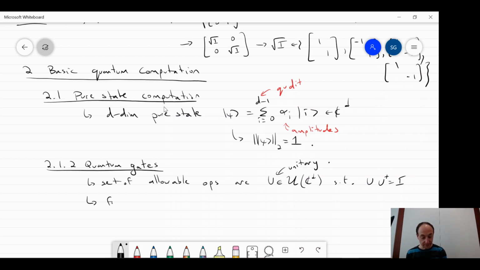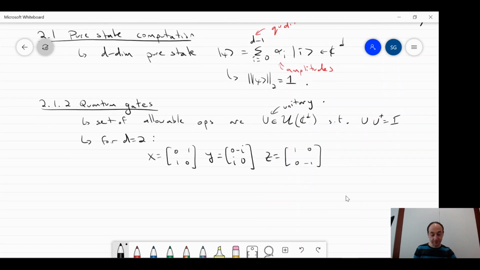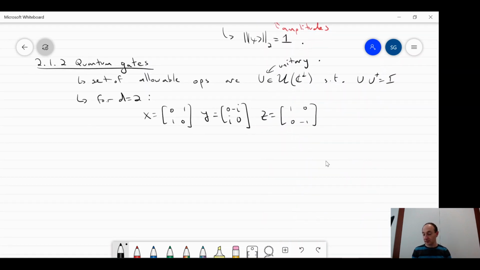Okay, so for d equals 2, for single qubit systems, right, what are the common gates we see? Well, we already know Pauli X, Y, Z. Let me remind you what those look like. So X was this one, the quantum NOT gate. Z is this one, it's the quantum phase gate. And Y is this funny operator that looks a lot like X, but it's actually not like X at all, right? I mean, they're orthonormal matrices in a well-defined sense. So those are the 3 Pauli operators.